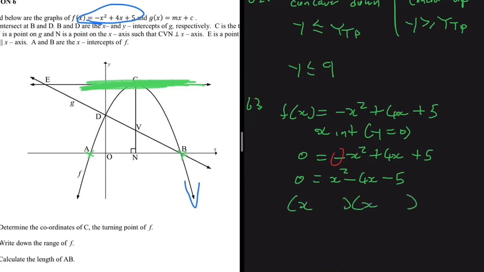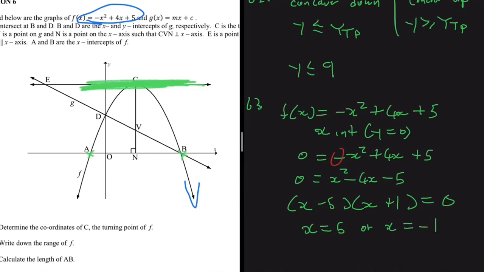So the question I ask myself again, which two numbers do I multiply and then I get minus 5, but when I add them, I get minus 4? That is minus 5 and plus 1. So I have (x minus 5)(x plus 1). So x is equals to 5 or x is equals to minus 1.